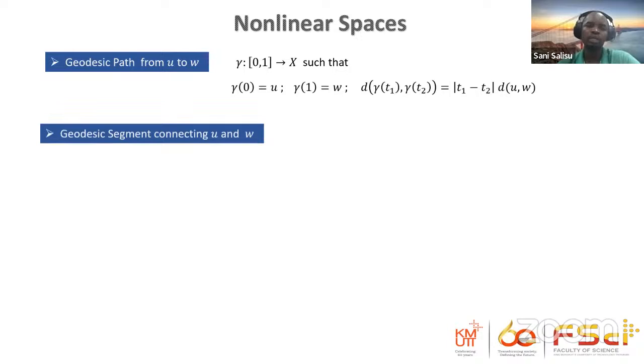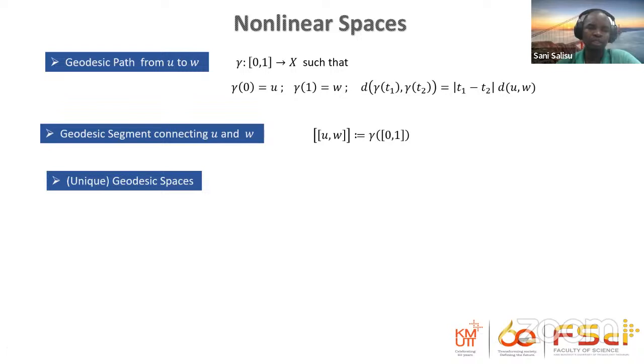Then we have what we call a geodesic segment connecting U and W. It's nothing but the image of gamma here. And that may not necessarily be a straight line. It could be some curve from endpoint U to endpoint W. And we have geodesic spaces. Geodesic spaces are nothing but spaces in which every two points are connected by a geodesic path. Of course, when every two points of that space are connected by a unique geodesic path, we call that space a uniquely geodesic space.